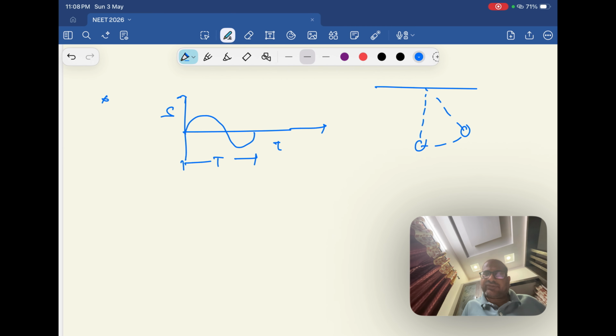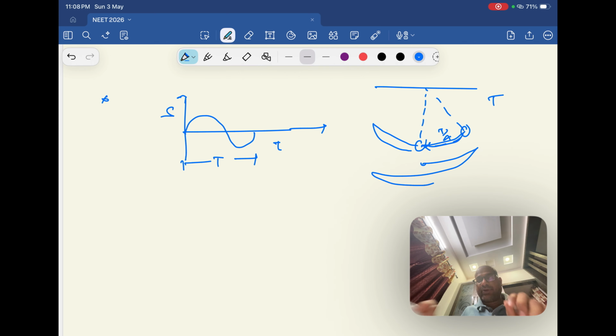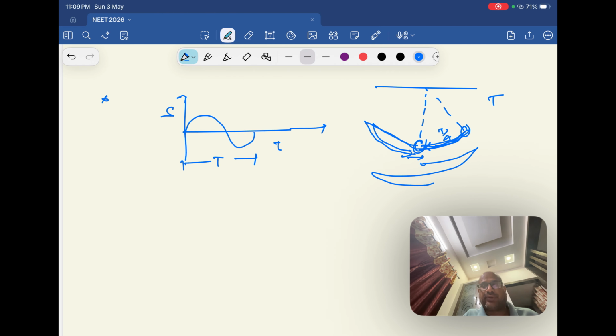Now from mean to extreme position T by 4, again here T by 4, again T by 4, again T by 4. Okay, total time is T. But in one time period, how many times does kinetic energy become maximum? So mean position it starts here maximum, 0 at extreme, again maximum, goes this side 0, again tries to become maximum. So in one oscillation, 2 times potential energy and kinetic energy become maximum. So if the time period of pendulum is T, the time period of oscillation of the energy will be T by 2. Okay, and frequency will be double.